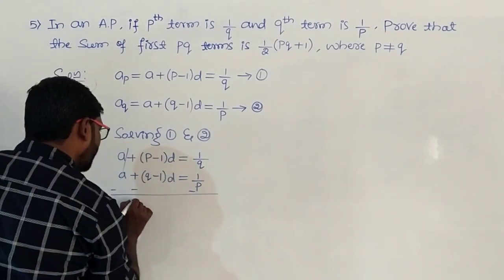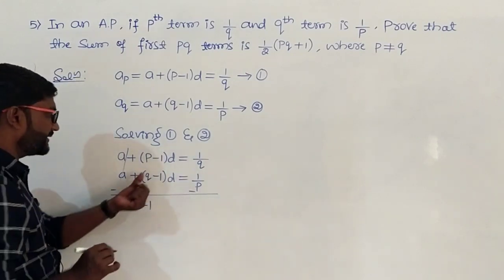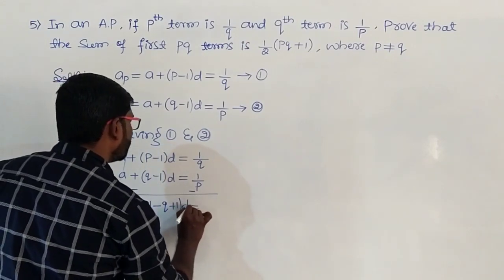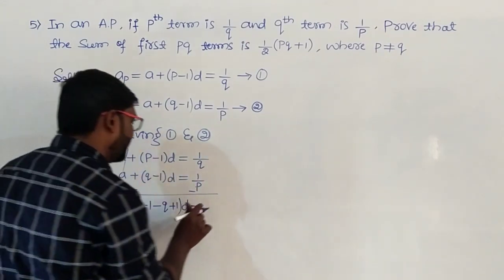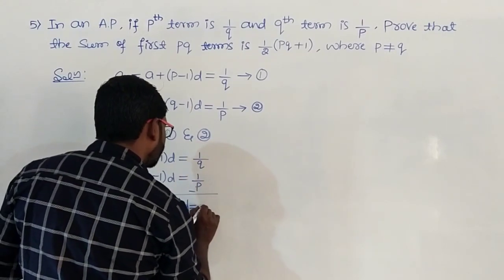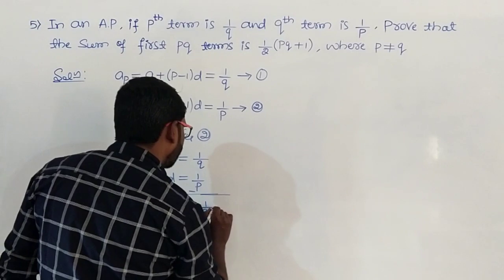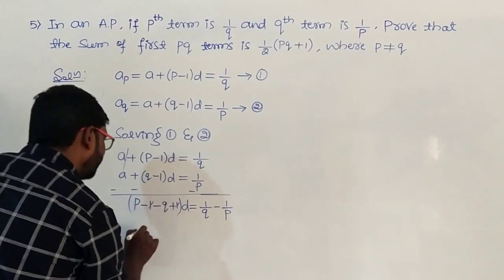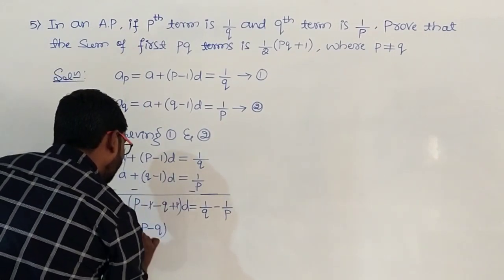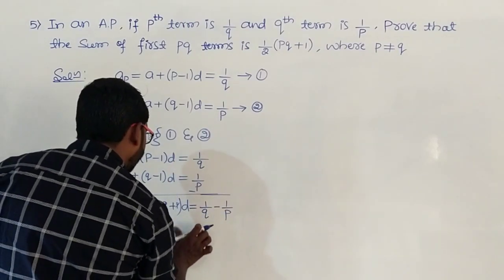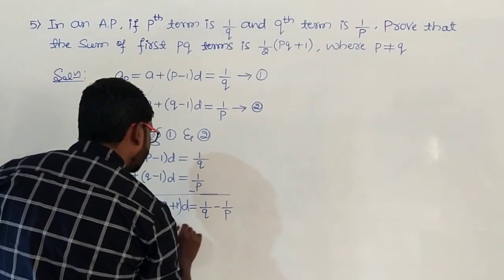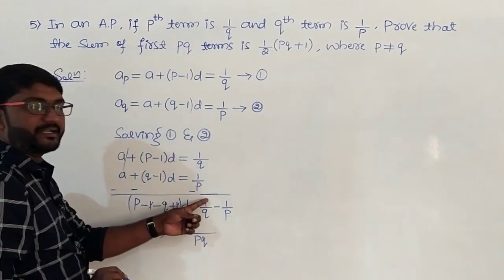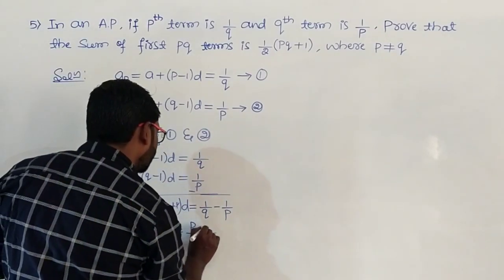So what I write is p minus 1 and then minus q plus 1, into d, which is equal to, here what do we get? 1 by q minus 1 by p. So now here minus 1 plus 1 get cancelled, we get p minus q into d, which is equal to, take up the LCM here. So it will be pq, then p multiplied with 1, we get p minus q.